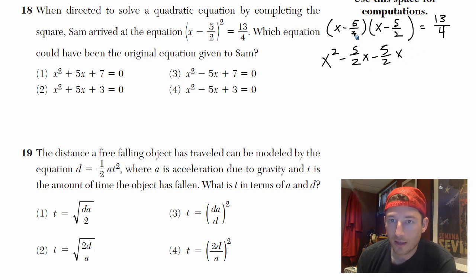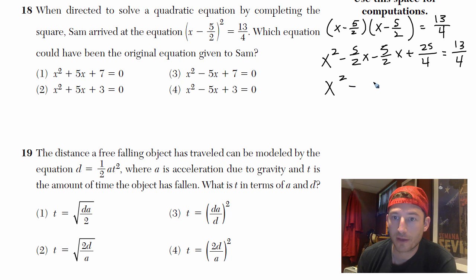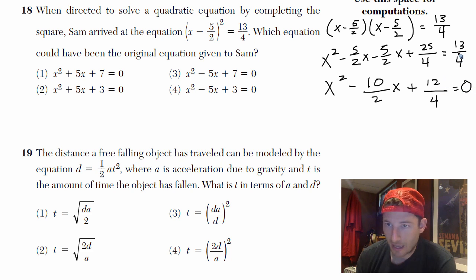x, and the last terms are going to be positive 25/4, right? 5 times 5, 2 times 2. And that all equals 13/4. So I'll keep simplifying. That's minus 10 halves x. I'm going to minus the 13/4 from both sides. So 25 minus 13 is going to be 12/4. I'm trying to save time here in space, but I would just minus the 13/4 from both sides.